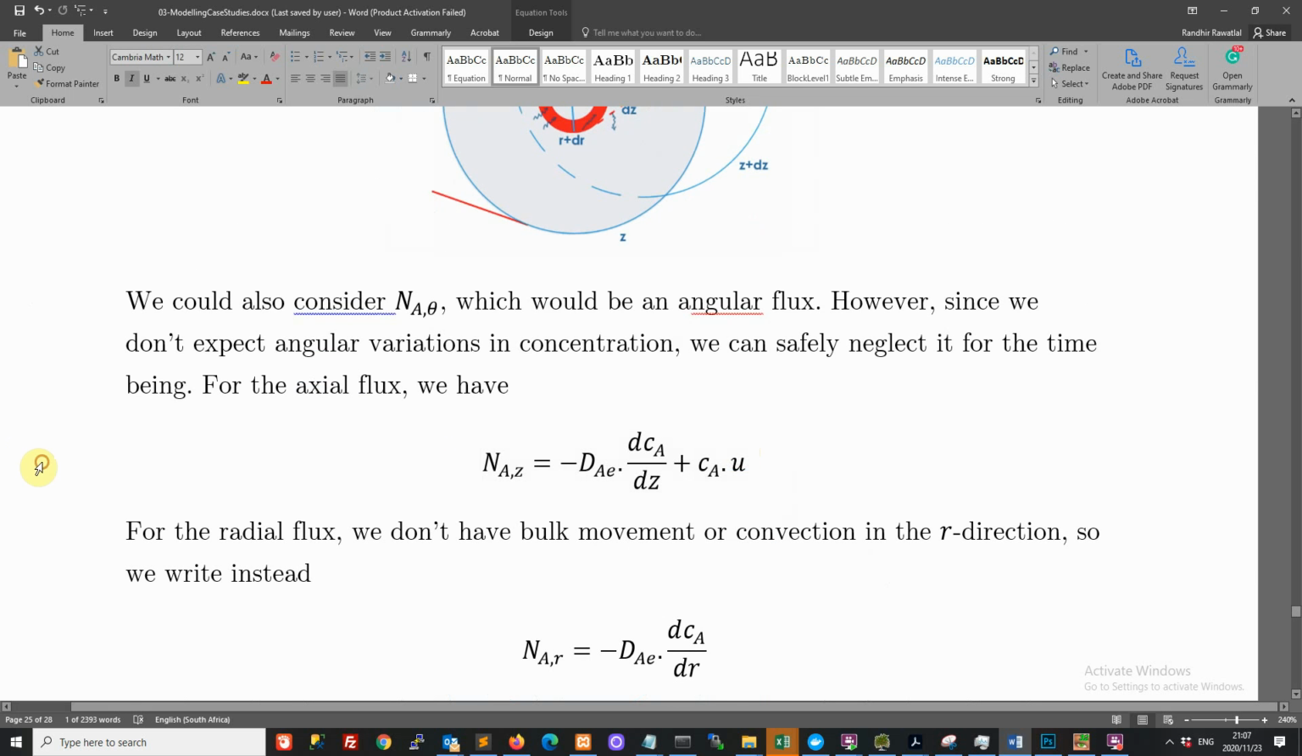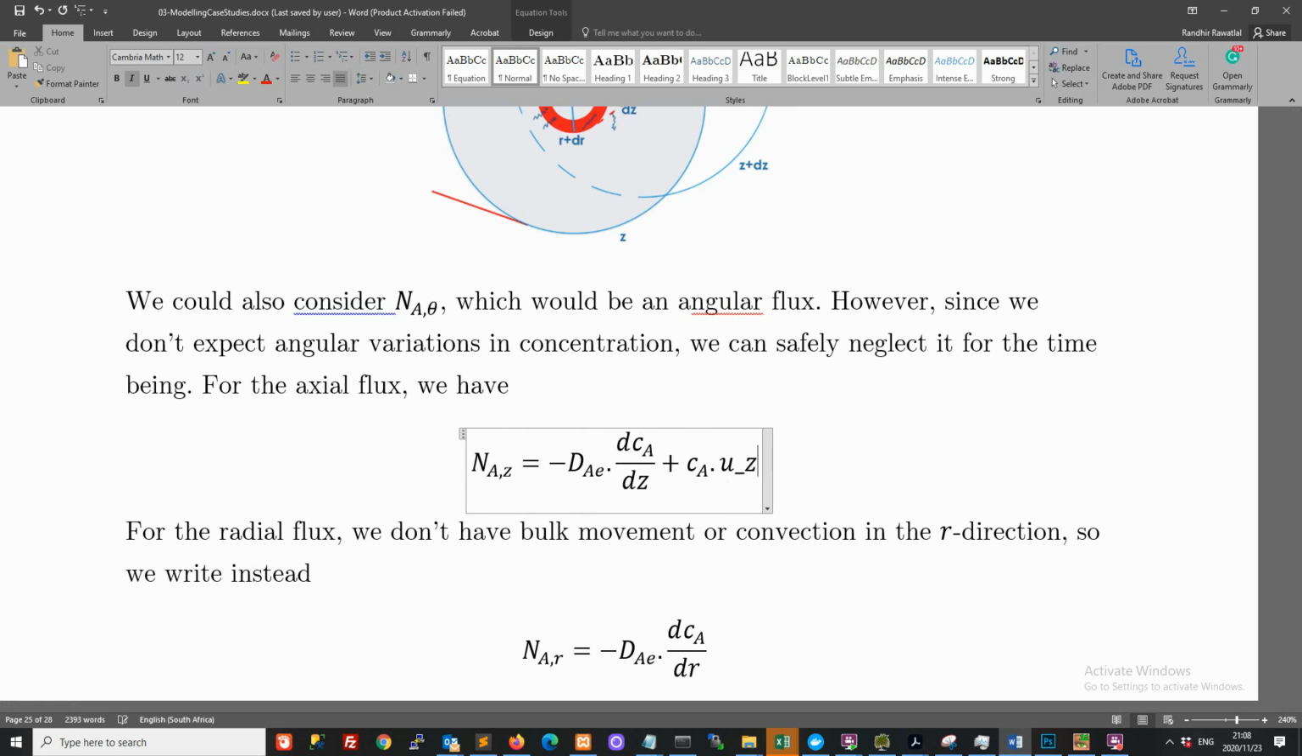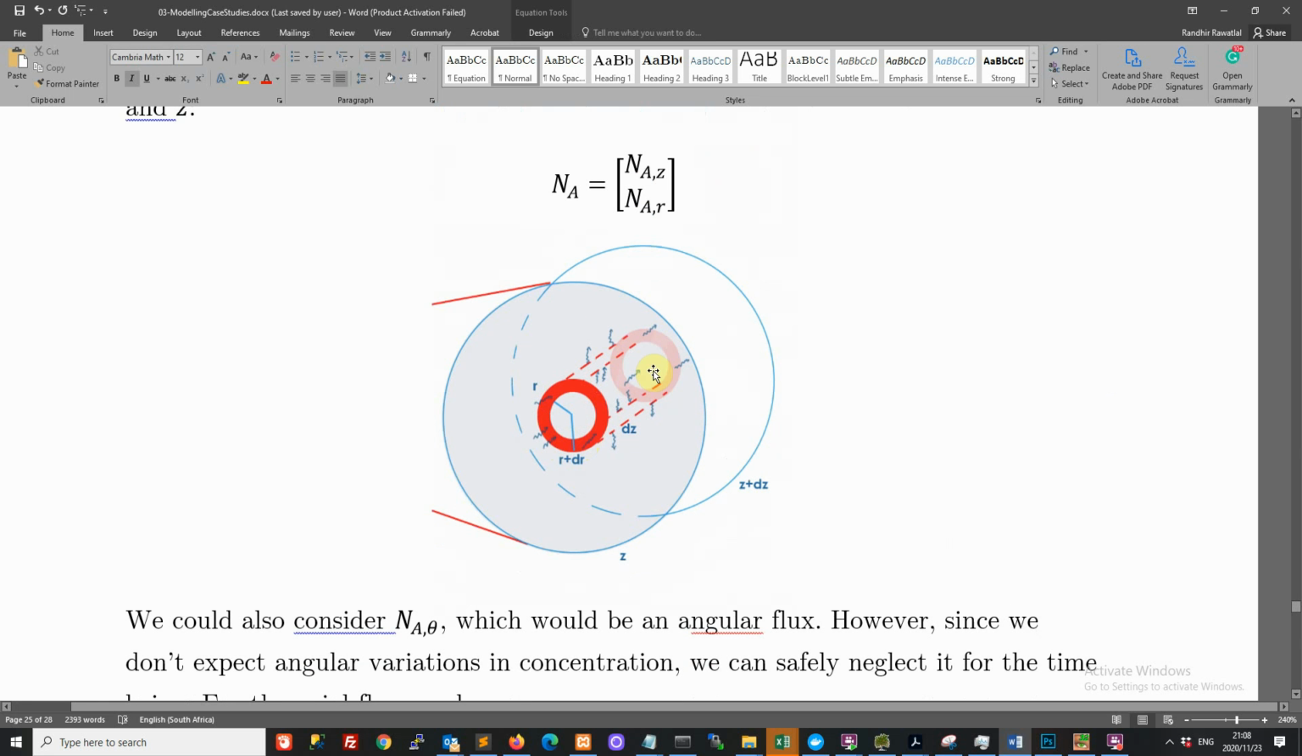So we can unpack that and write expressions for the flux in each dimension. For flux in the Z direction, and this is something we've already developed before, we wrote that the flux was equal to the diffusion flux plus the convection flux. And in fact here we might want to specify that this is the velocity in the Z direction. So that's 1 dimension taken care of.